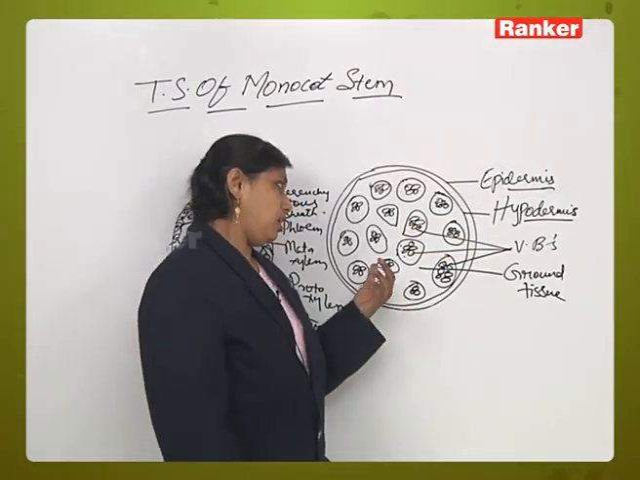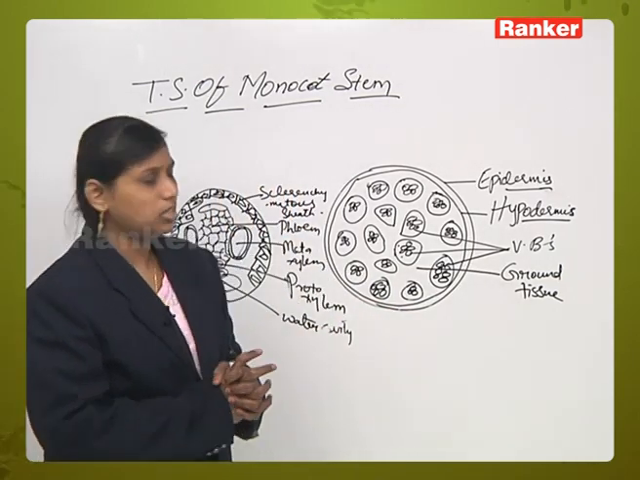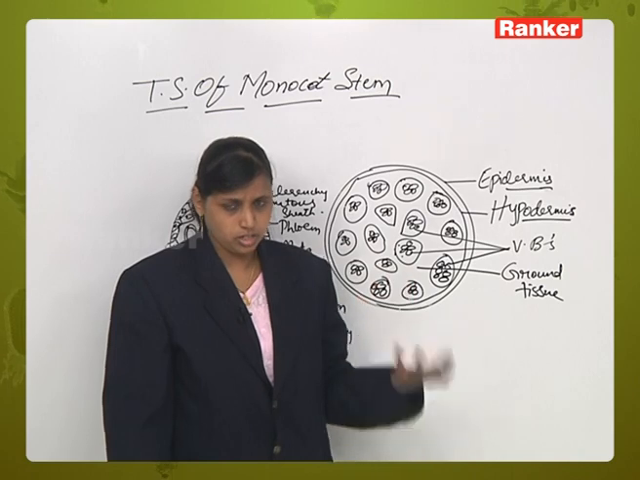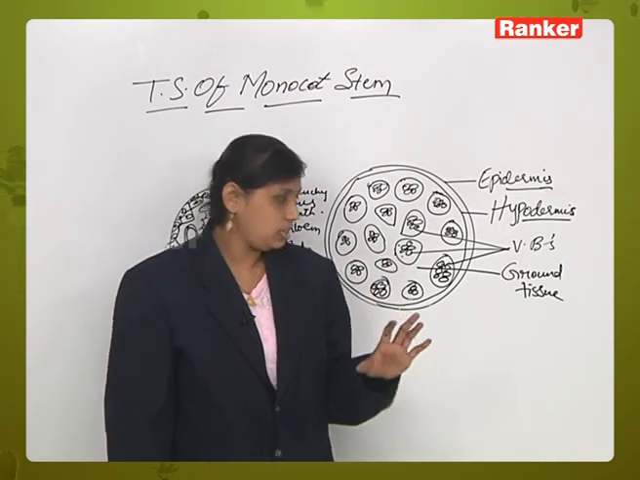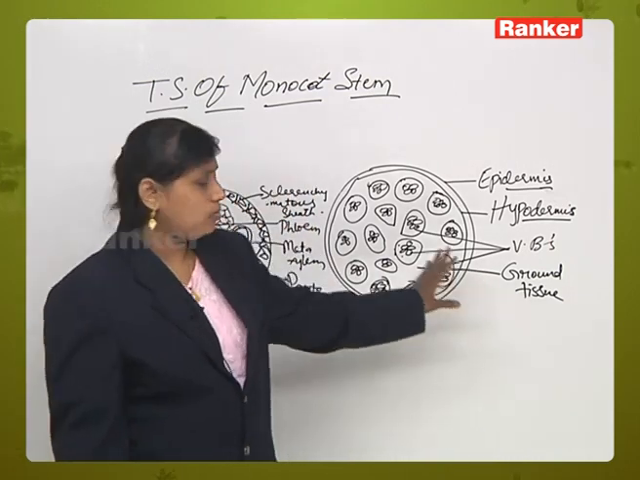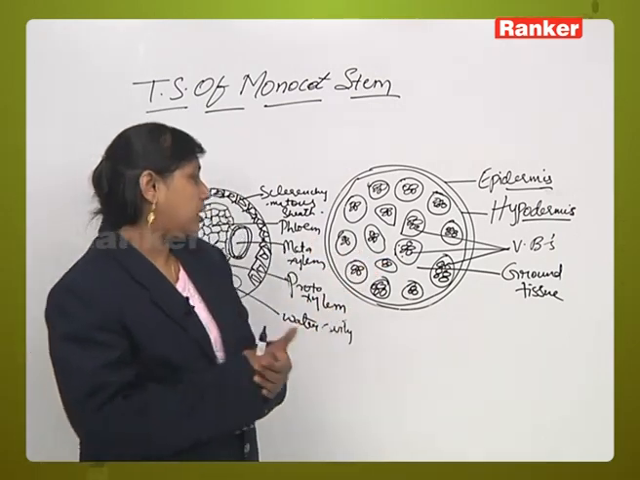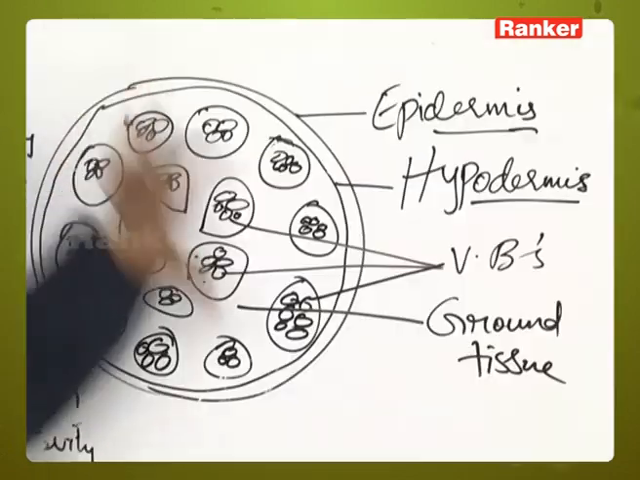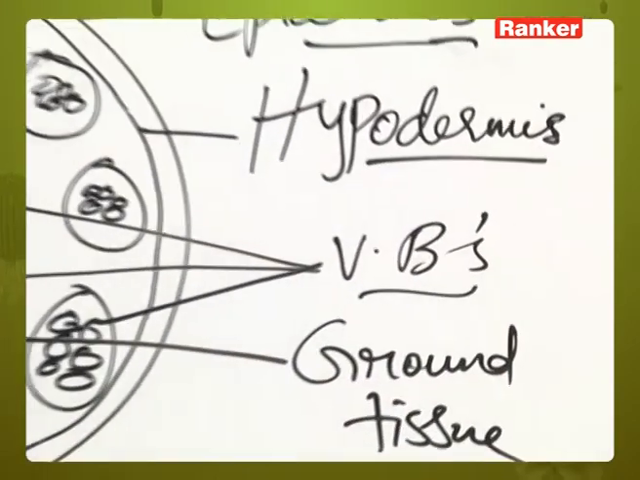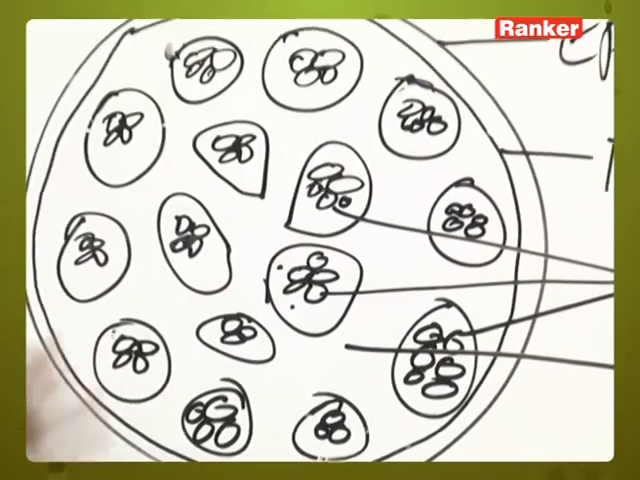Next to the hypodermis, after the epidermis and hypodermis, comes the ground tissue system. Unlike the dicot stem, the ground tissue system is not differentiated in monocot into general cortex, pericycle and endodermis. So that is the difference between monocot and dicot stem. In monocot stem you will not see the differentiation of a particular general cortex area, endodermis area and pericycle area. It is a simple common tissue where you will see n number of vascular bundles distributed.